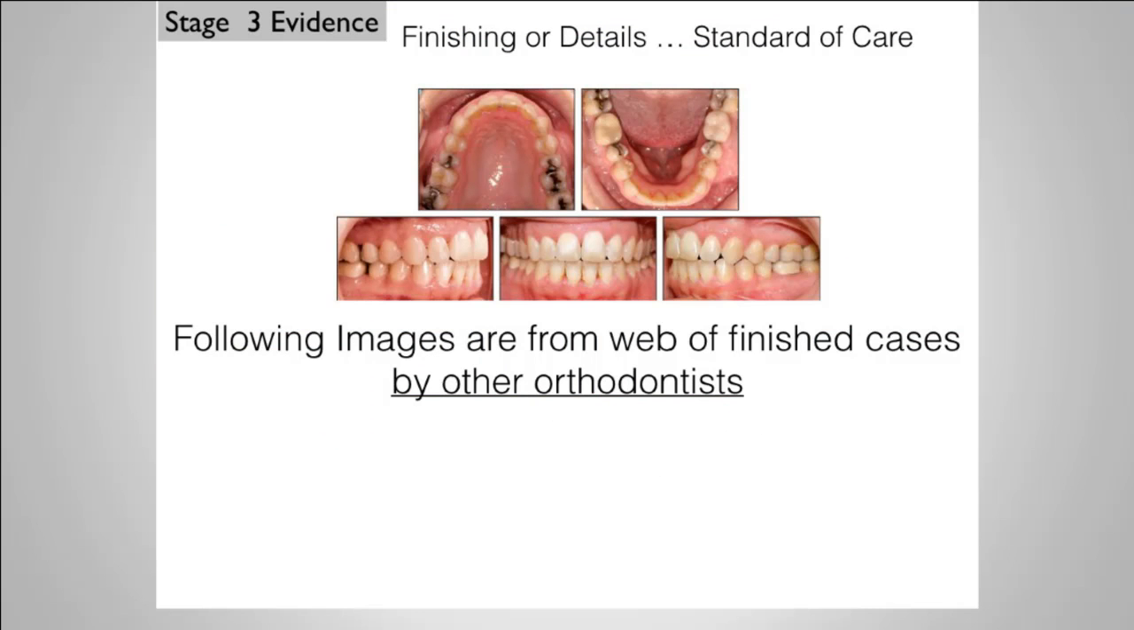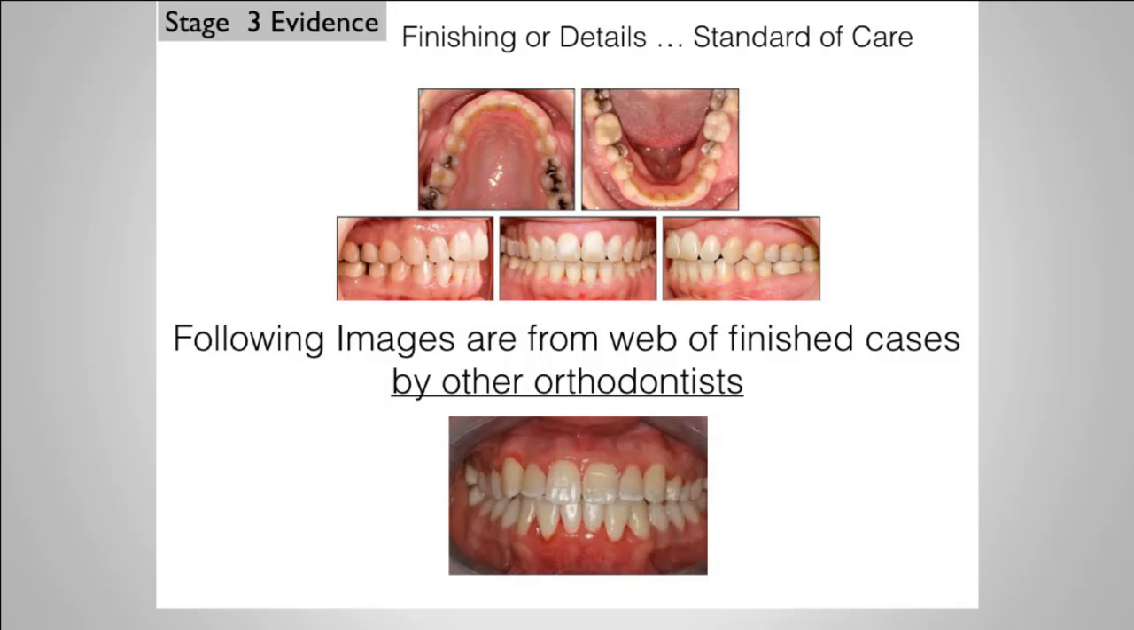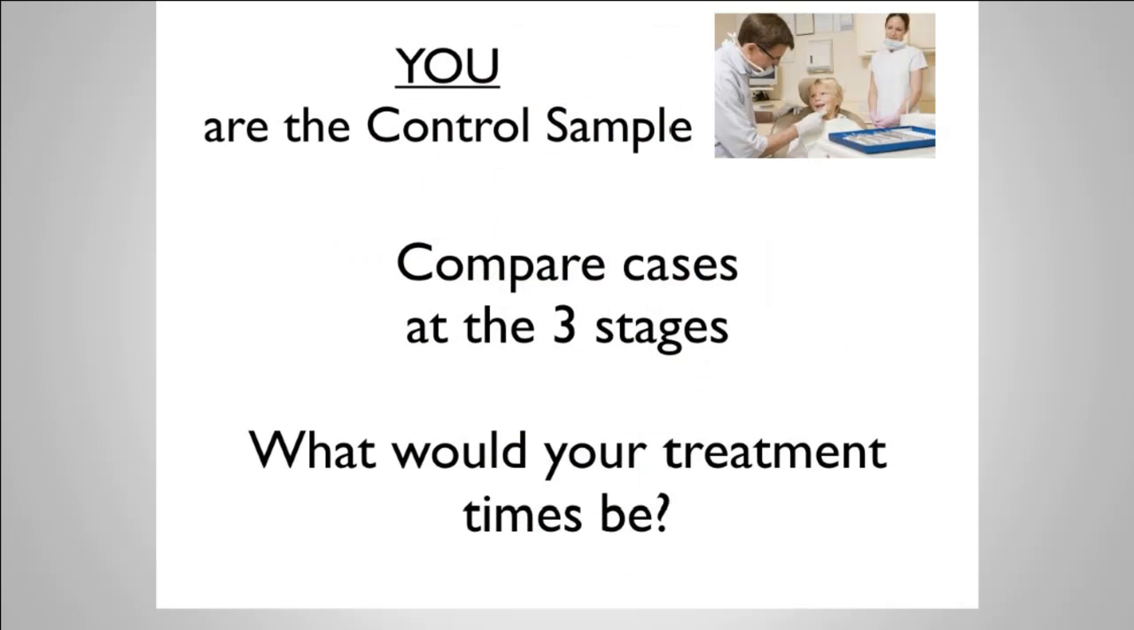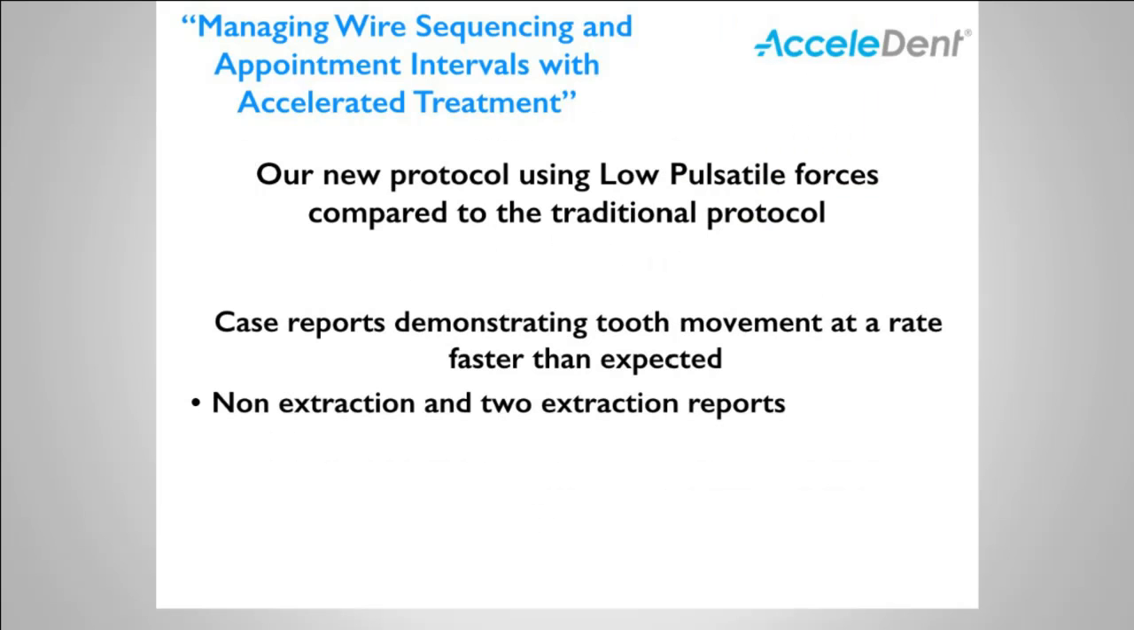Stage 3 evidence varies. These are images from other websites on accelerated tooth movement. You be the judge if this is the finish that you want to have in your cases. This is in the focus that the orthodontist wants to have as far as functional occlusion and smile aesthetics. So as we go through the cases, you are really the control group. You are going to look at these cases and say, how fast could I do that? Could I do it faster, or is it about the same? What would your treatment times be?